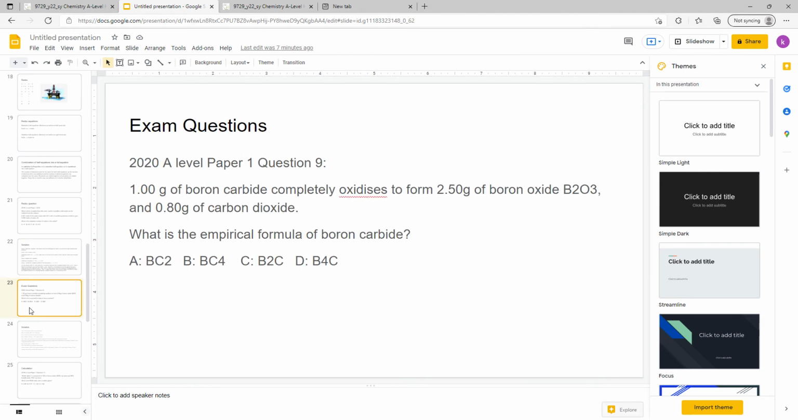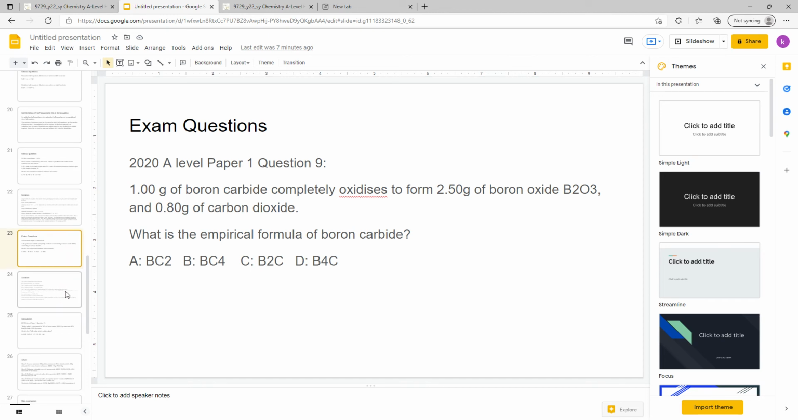Let us now look at another 2020 A-level question. It says 1.00 grams of boron carbide completely oxidizes to form 2.50 grams of boron oxide, B2O3, and 0.80 grams of carbon dioxide. What is the empirical formula of boron carbide? Please pause again if you would like to attempt this question.